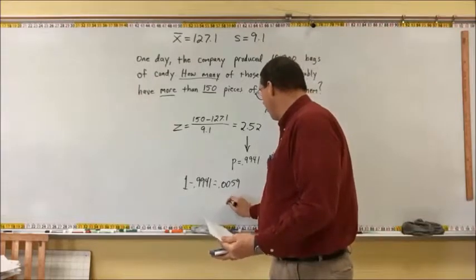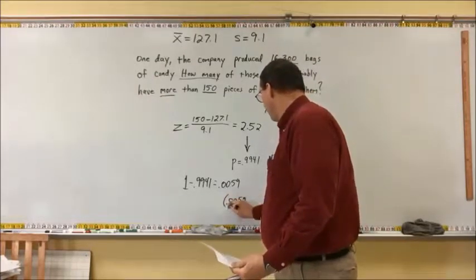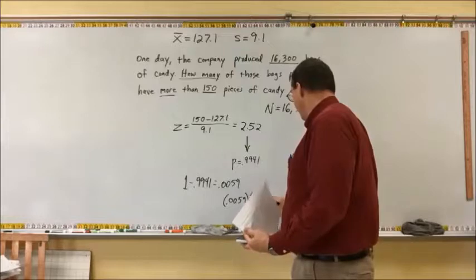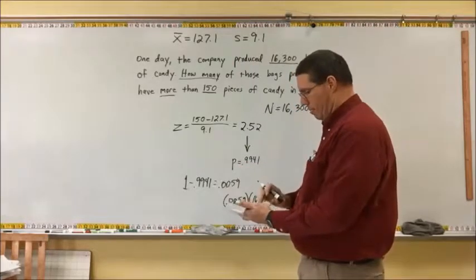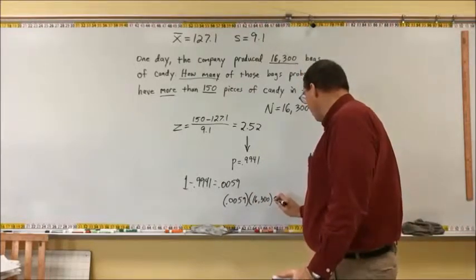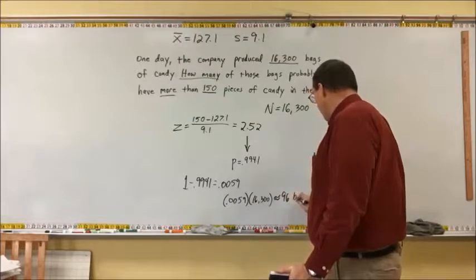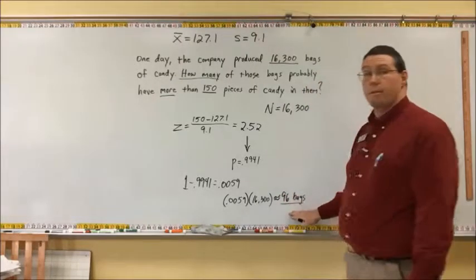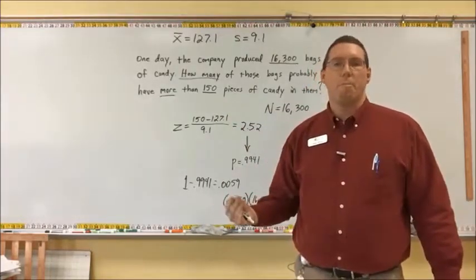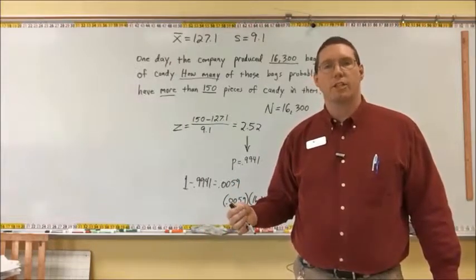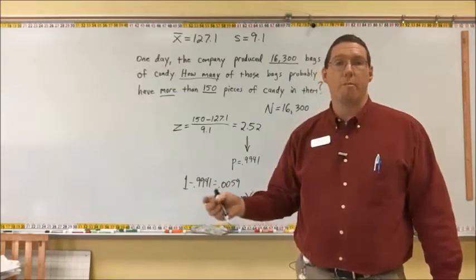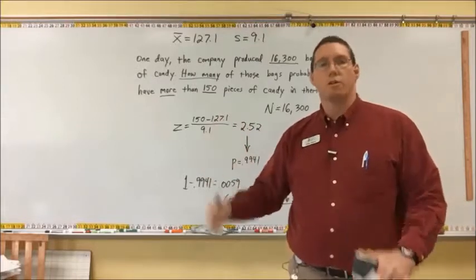But we have to multiply this number, 0.0059, times the number of bags produced on that day, which is 16,300 bags. So let's multiply this number times 16,300, and we get 96.17, or let's say approximately 96 bags. Now, wouldn't you like to be one of the people that gets one of those 96 bags with more than 150 pieces of candy in it? Of course, these bags are produced by weight, so it's not like the person is actually getting more candy in weight or in sugar. They're just getting more pieces of candy. So they probably got more smaller pieces and fewer larger pieces of candy.